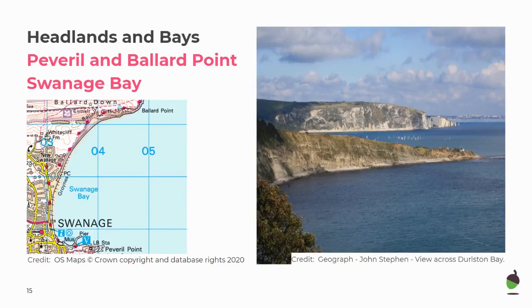Headlands and bays. This photo shows two headlands. The headland closest to us is called Peveril Point, and the headland in the background is called Ballard Point. In the centre of these two headlands is Swanage Bay. And remember, Swanage Bay has formed on that clay and sandstone rock, which is why it's retreated. Peveril Point is made out of limestone, and Ballard Point in the background is made out of chalk.